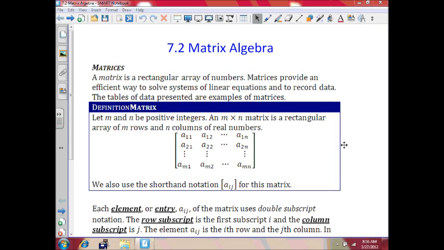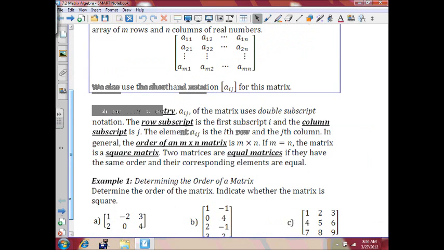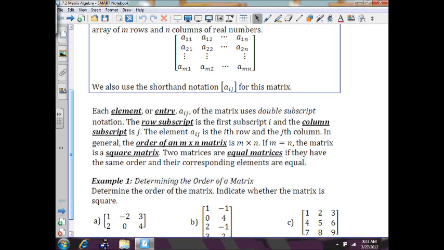Now, we can also use the shorthand A sub ij for this matrix. Each element or entry A sub ij of the matrix uses double subscript notation. The row subscript is the first subscript i, and the column subscript is j. The element aij is in the ith row and jth column. I understand it's maybe a little different to say that, but that's how we say it.